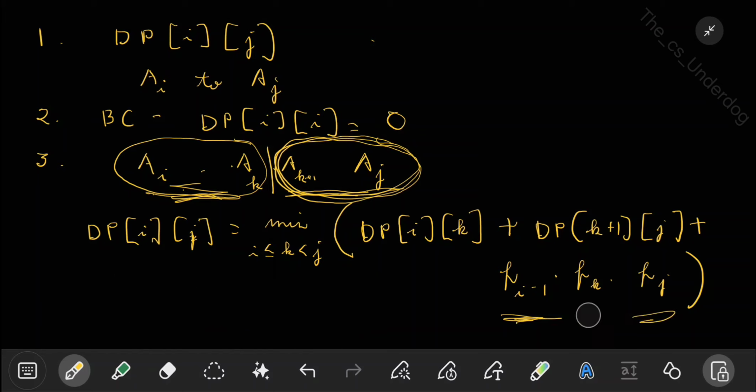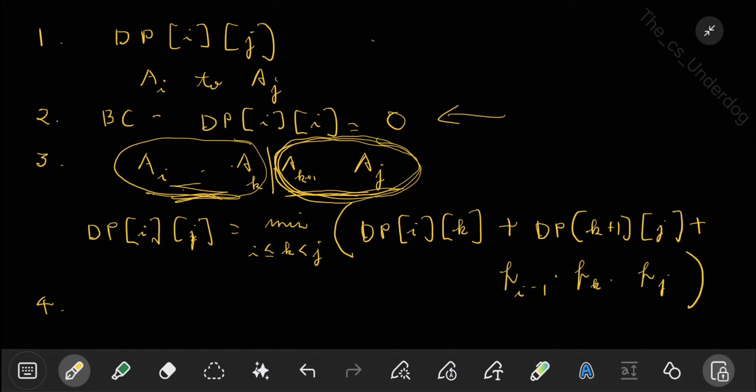So the next thing is, I know if I want to fill any particular block dp[i][j], I can find it using this formula. I also know my base case is dp[i][i] is equal to 0. So what is the next step? Step number 4 is, you have to fill the dp table diagonally.